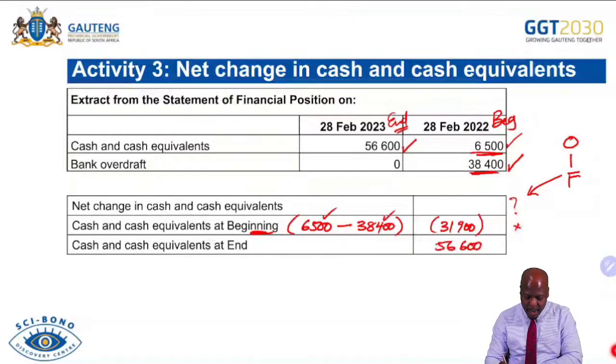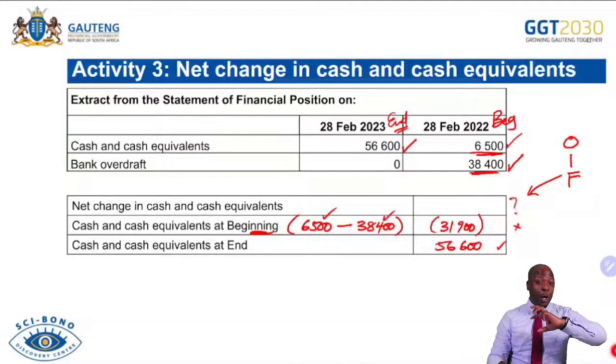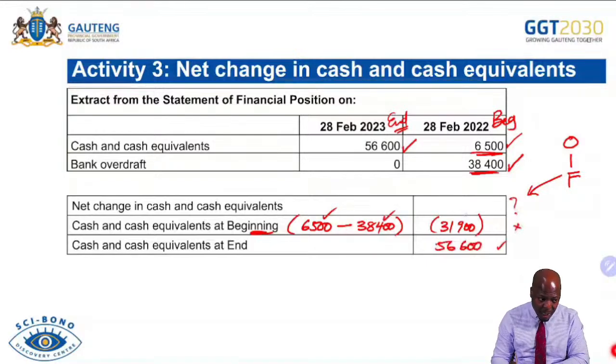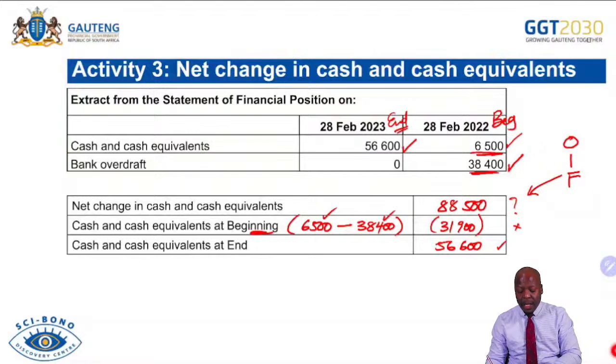You will now say 56,600. The 31.9 is a minus, so if we were to switch the sign, it becomes a plus. So on your calculator, you're now saying 56.6 plus 31,900. How much do you then get? You get a positive 88,500. Thank you. You get a positive 88.5.